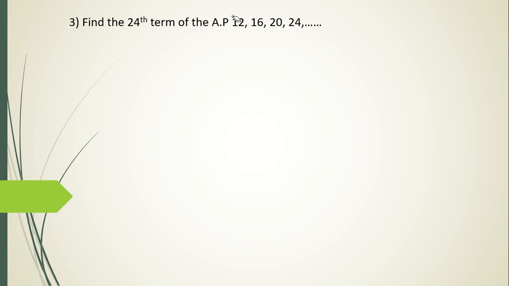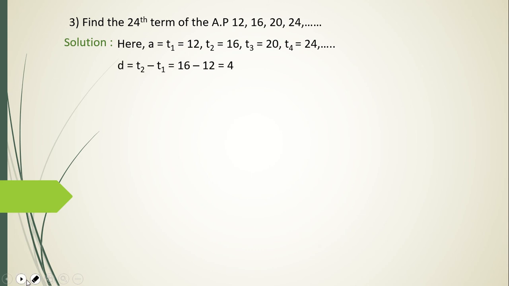So 16 minus 12 is 4. 20 minus 16 is 4. 24 minus 20 is 4. So the difference is 4. D is 4. And first term T1 is equal to A is 12. That's it. Use the formula and you get it. So A is T1 equal to 12. T2 is 16, T3 is 20 and T4 is 24. And difference D is 4. Okay, now just use the formula.